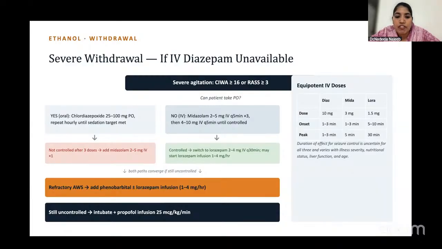Start the patient on propofol infusion, 25 mcg per kg per minute. Propofol is also a GABA agonist, which will also help you to attain the desired sedation.